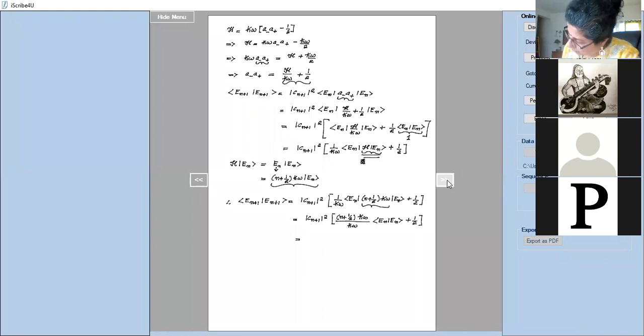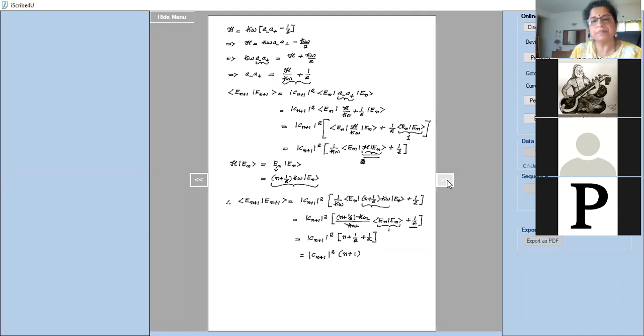So what is this going to be? Mod Cn plus 1 the whole square. Your h cross omega will cancel. You will get over here n plus half. This is nothing but 1, so we will ignore it, and you will get a plus half from here. So you're going to get mod of Cn plus 1 whole square into n plus 1.